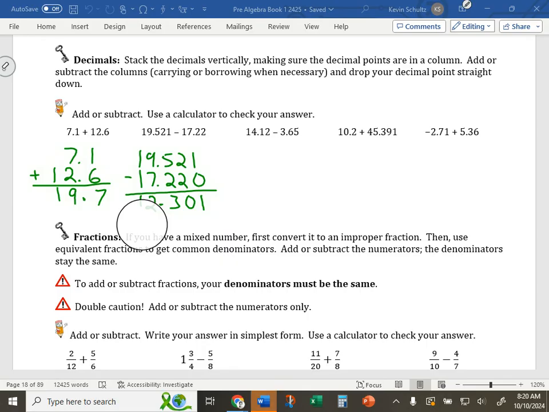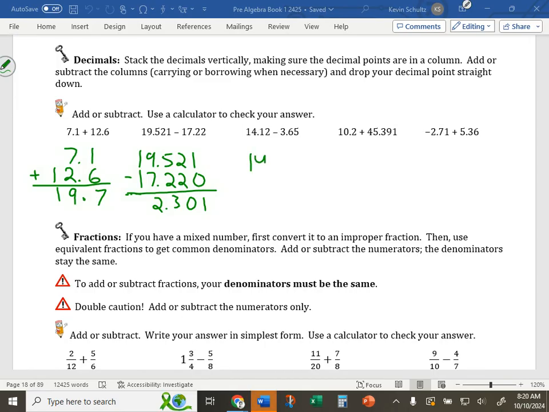Oh my gosh. Apparently decimals are too hard for me. So what's to do? Well, I caught it before anyone else did, so I'm not going to count that. 2.301 is our answer.